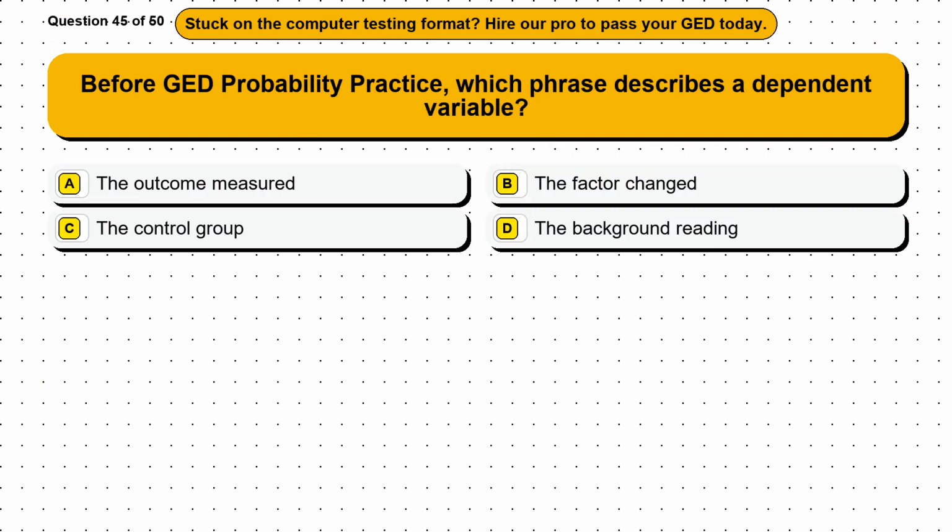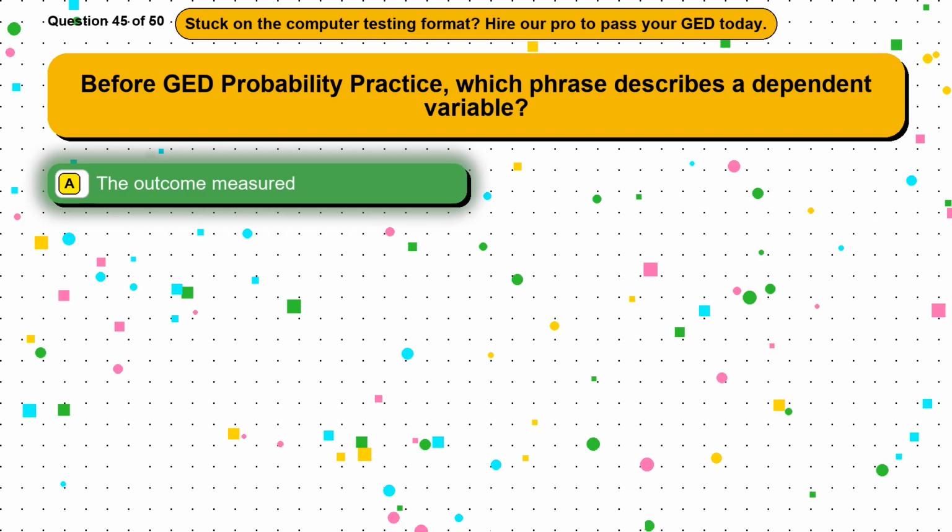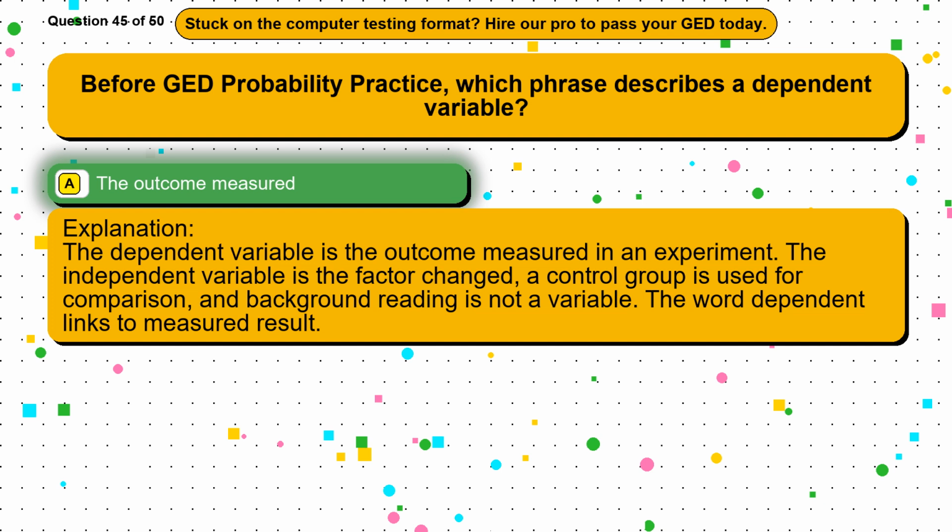Question 45. Before GED probability practice, which phrase describes a dependent variable? Option A, the outcome measured. Option B, the factor changed. Option C, the control group. Option D, the background reading. The correct answer is option A, the outcome measured. The dependent variable is the outcome measured in an experiment. The independent variable is the factor changed, a control group is used for comparison, and background reading is not a variable. The word dependent links to measured result.